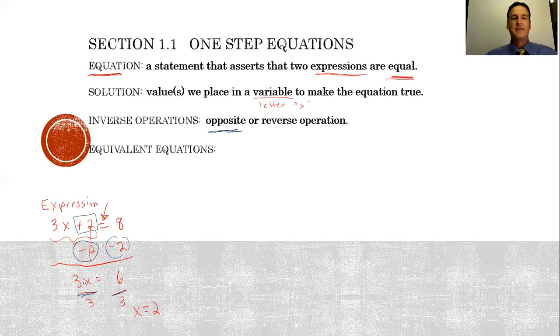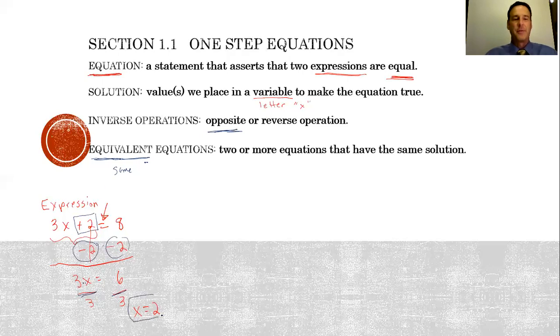The last item is equivalent equations. Equivalent means that in some way they're probably going to be the same. And what it means is two or more equations that have the same solution, okay? Imagine this being the solution to the problem that I just did, and maybe I'll do a second one.